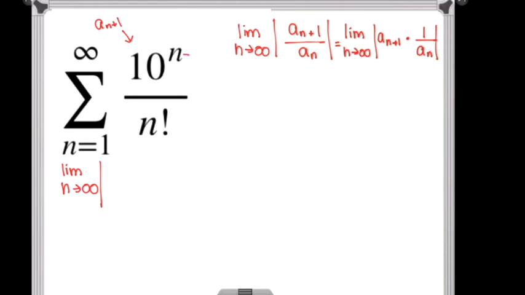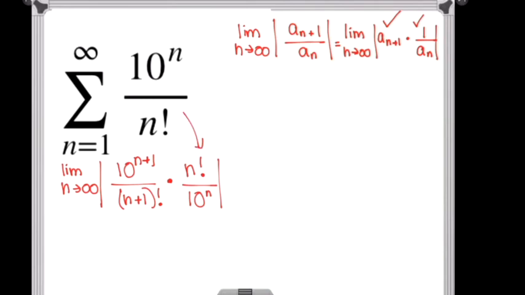So how do we find a with a subscript n plus 1? We're going to go everywhere there's an n and replace it with an n plus 1. That's going to be 10 to the n plus 1 over n plus 1 factorial. Okay, so we just took care of this part of our limit. In the upper right hand corner, I put a check mark here because we took care of that. Now we're going to multiply it by the reciprocal of the a sub n term, which is just the reciprocal of what we were given in the original problem.